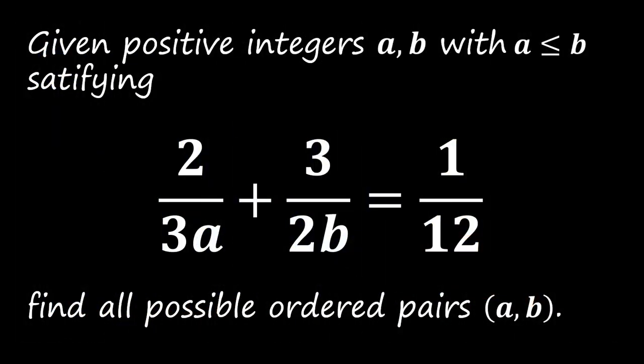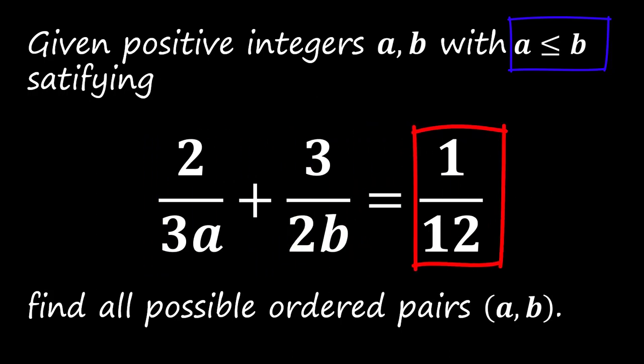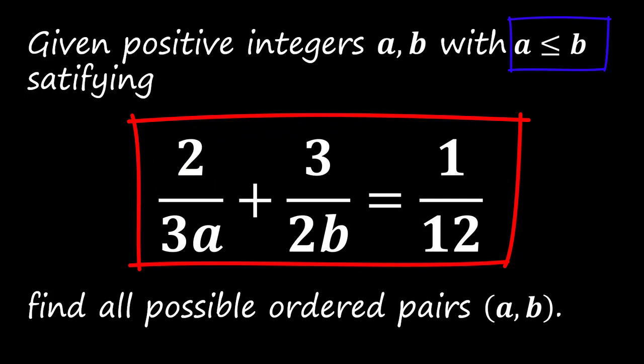Let's dive in. Given positive integers a and b with a less than or equal to b, satisfying 2 over 3a plus 3 over 2b equals 1 over 12. Find all possible ordered pairs (a, b).